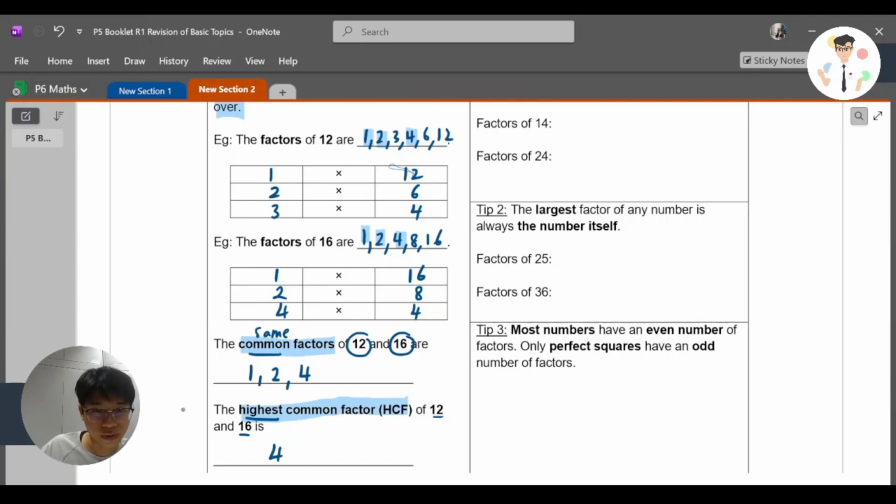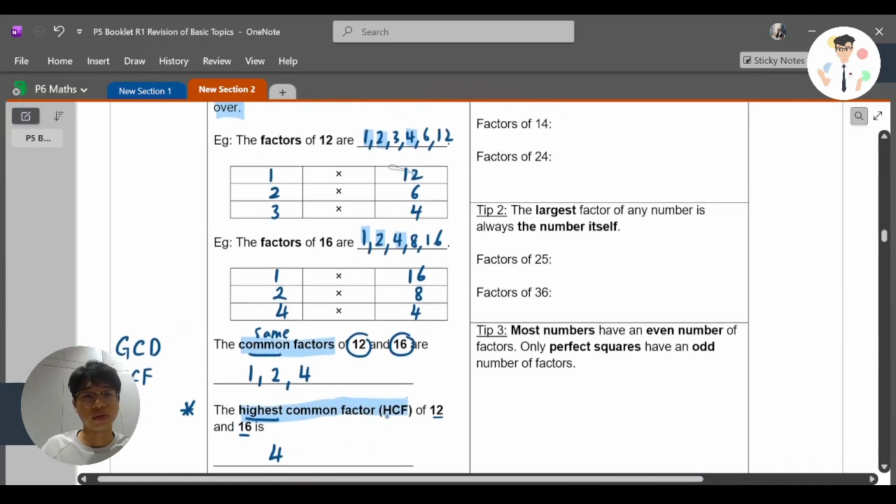Perhaps I need you to put a star here. HCF is very important to learn in secondary school. For some of you who come from different countries, you might use a different word for HCF. Some of you might use the words greatest common divisor, GCD, or GCF. But it's the same thing. In Singapore, we use highest common factor, HCF. Something to take note: make sure you know how to do HCF.